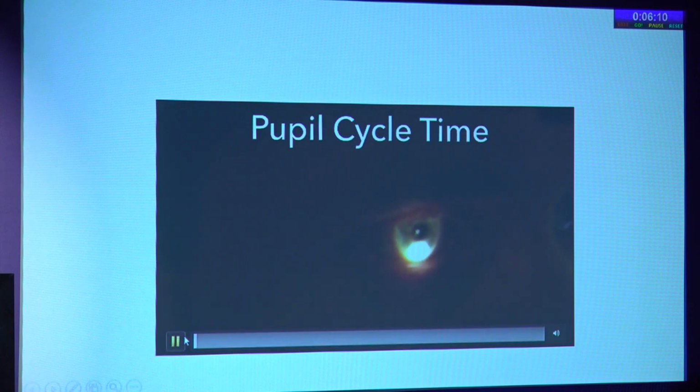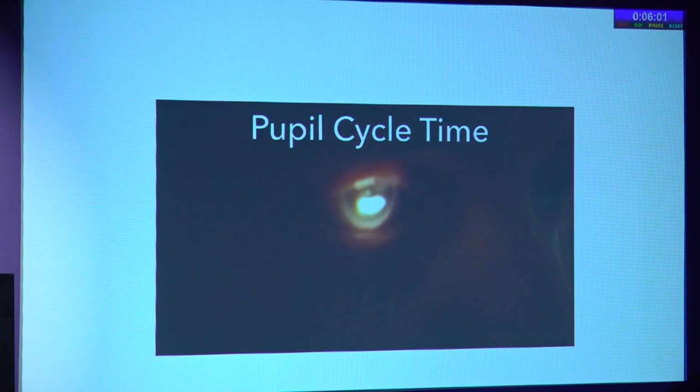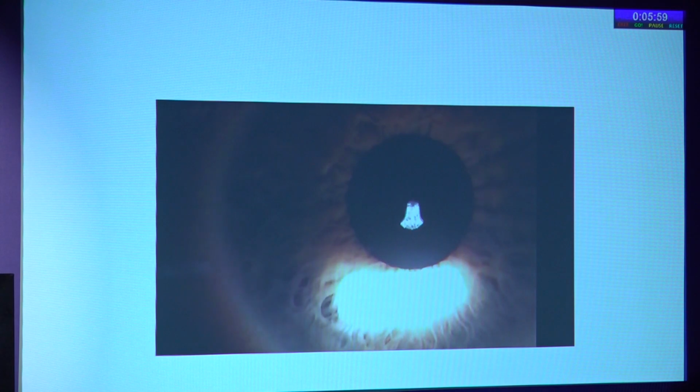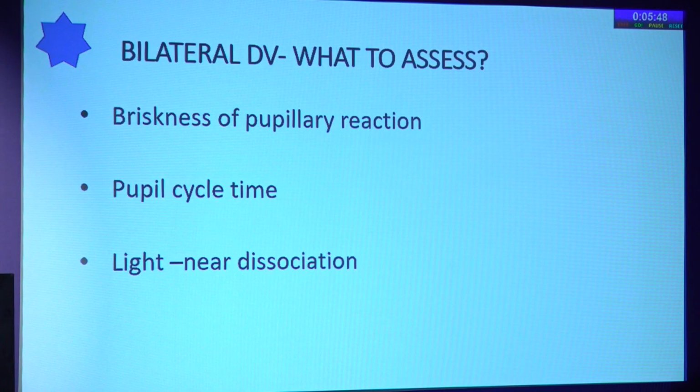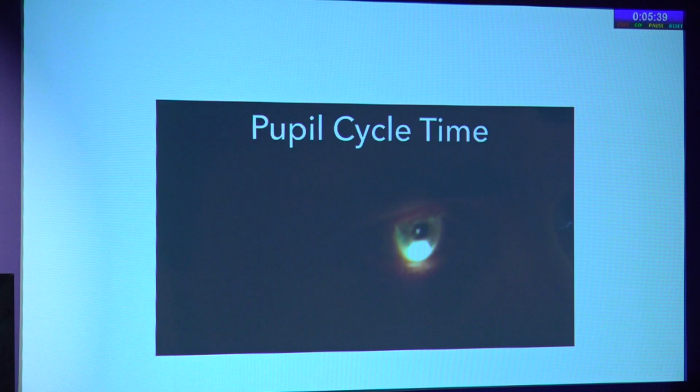Pupil cycle time: a half millimeter horizontal beam of light is thrown on the edge of the pupil, and you watch. The time required for 100 cycles of constriction and dilatation is known as the pupil cycle time. It is generally around 840 milliseconds considered normal. Anything above 954 is considered abnormal. So that is one thing you can do in bilateral cases.